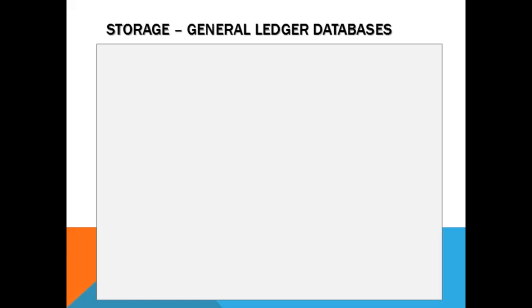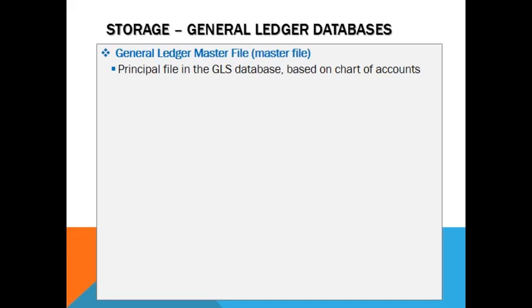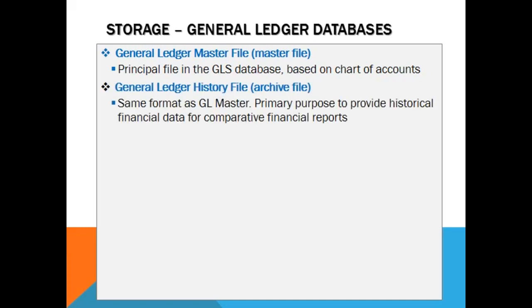Each of these is either a master file, transaction file, archive file, or a reference file. Let's go through this list and see what they're each used for. The GL master file is a master file. It's your principal file in the GLS database, and it's based on the chart of accounts. The general ledger history file is an archive file, which is in the same format as the GL master, and it basically takes on all the historical data from the master file and is stored up here.